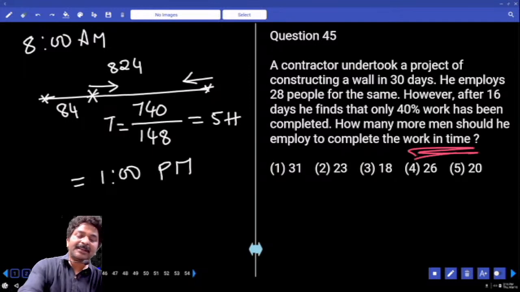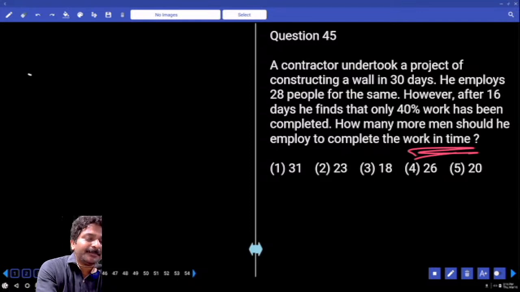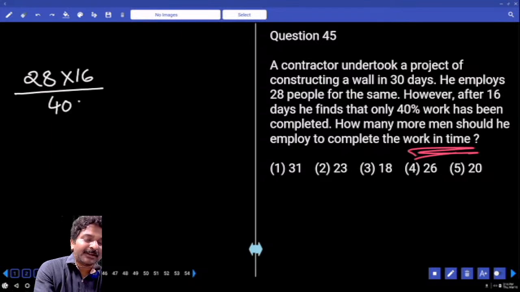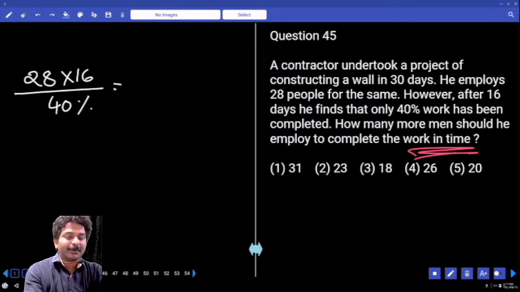In time, in the sense, what is the total time? 30 days. How many men started? 28. How many days they worked? 16. What percent work is completed? 40%. I am using M1 D1 by W1 must be equal to M2 D2 by W2.